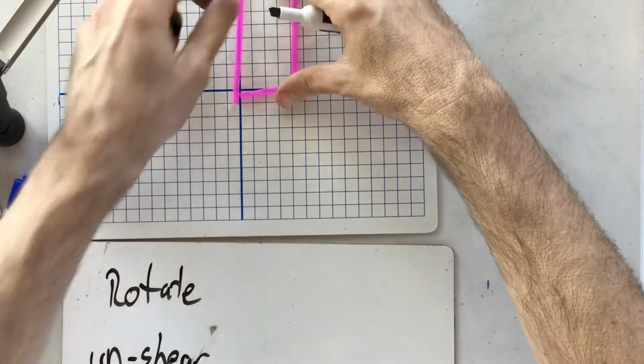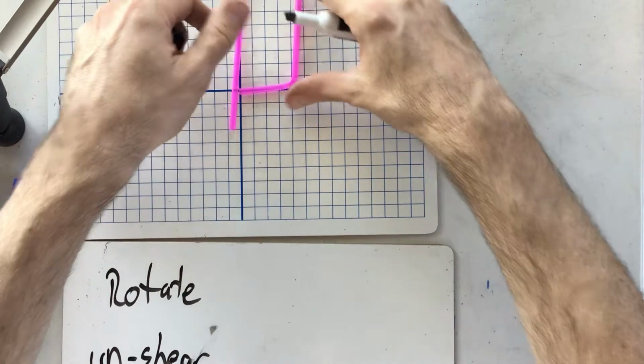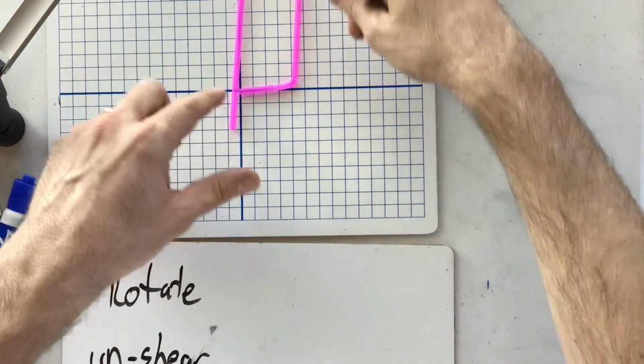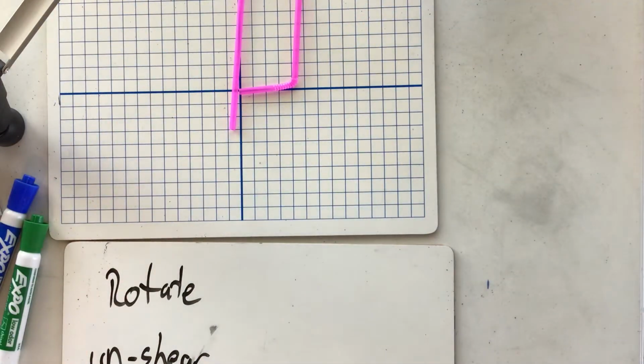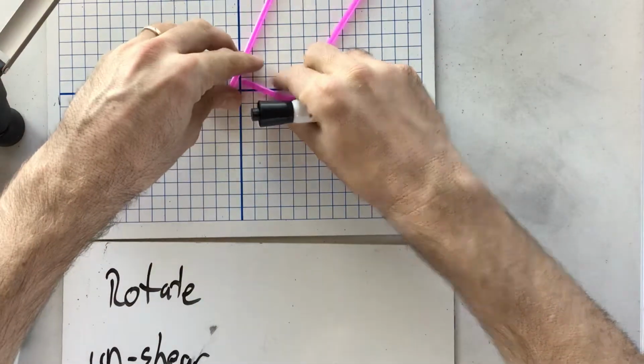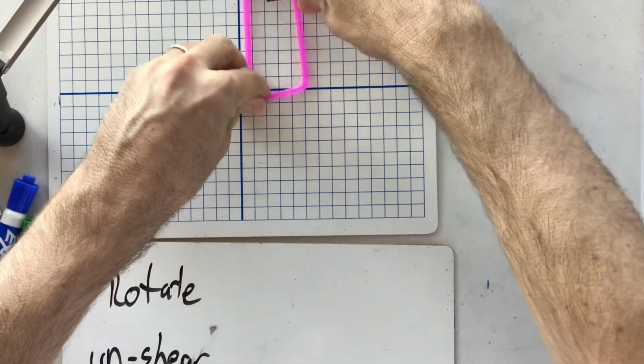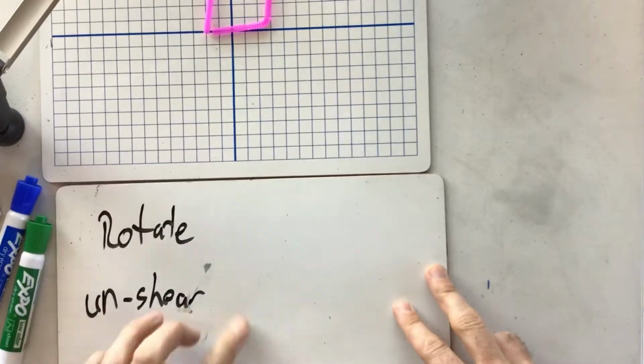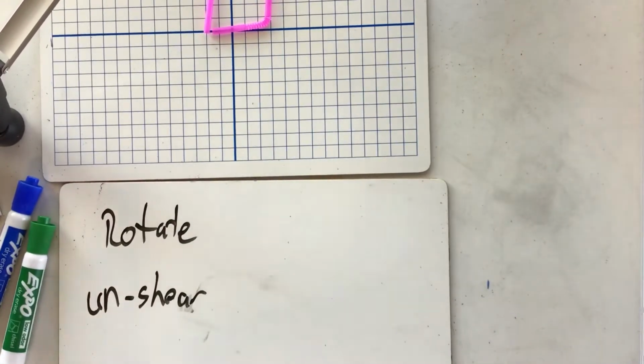I wasn't able to quite do this right. If it was correct, it would be that length, but with these straws I can't change the length. So we rotate it and then we unshear it. But let's think real quick, what is the determinant of a rotation matrix?